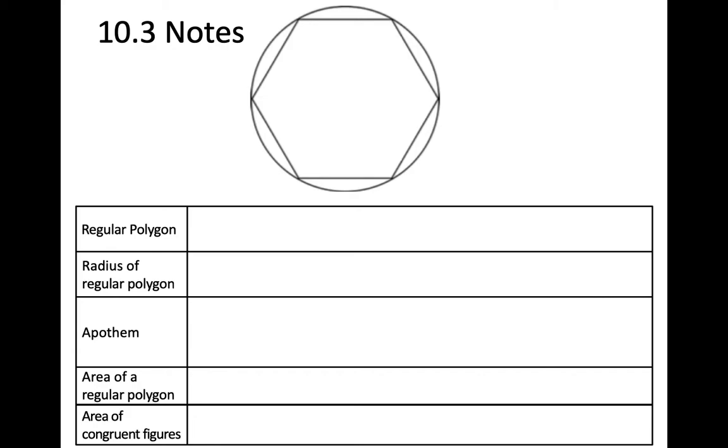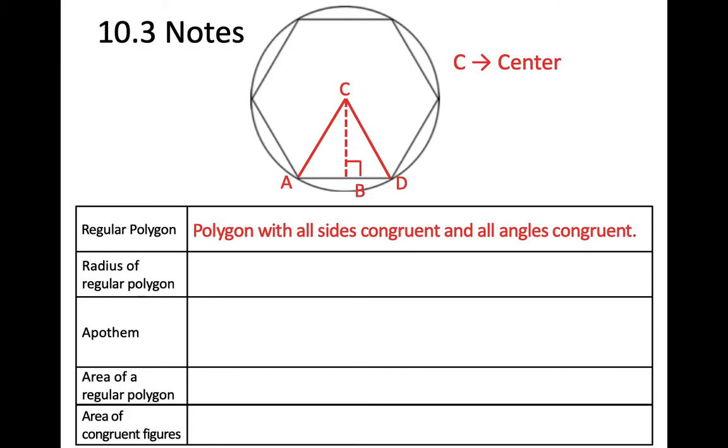Right, so let's do a quick little note about regular polygons. Regular polygons are polygons with all sides congruent and all angles congruent. Okay, so I've drawn a regular polygon inscribed in a circle here. You can see C is the center of both my polygon and my circle. And the distance from the center to the vertex of the polygon is what's known as the radius. And you'll see that the radius is the same for the circle and the polygon that's inscribed in that circle. So AC and CD are both radii of this circle here.